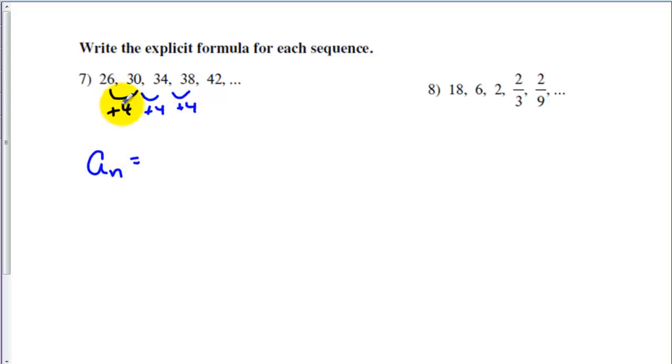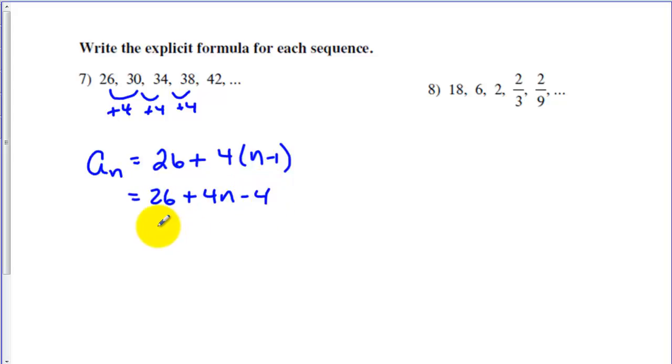And remember when we did this earlier, we've added 1 less 4 than the term. So here we've added 0 4s, 1 4, 2 4s, 3 4s, 4 4s. So we've got 26, and we've added 1 less 4 than our term number. And we can simplify this by distributing our 4 and combining like terms. Oops, that's an n there. That would be our explicit rule.